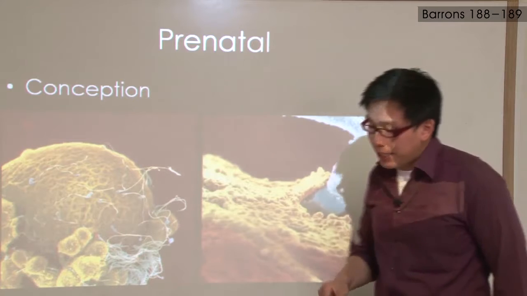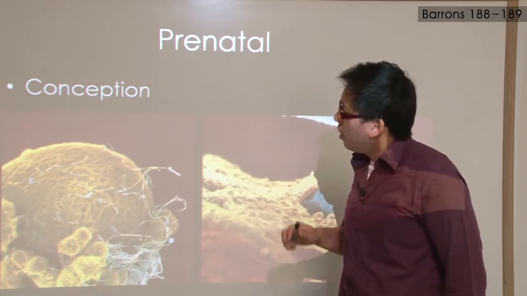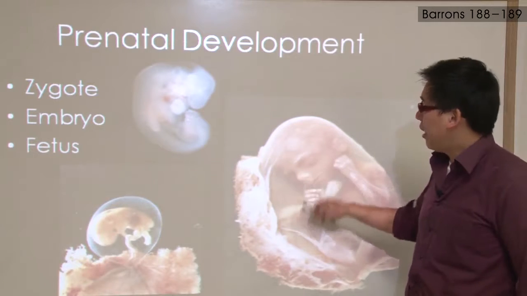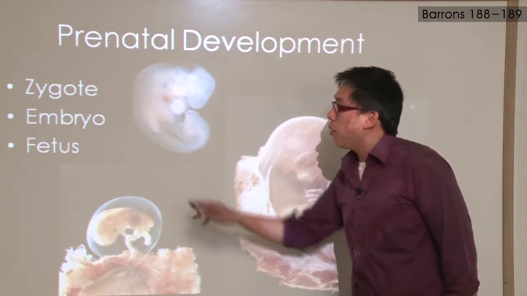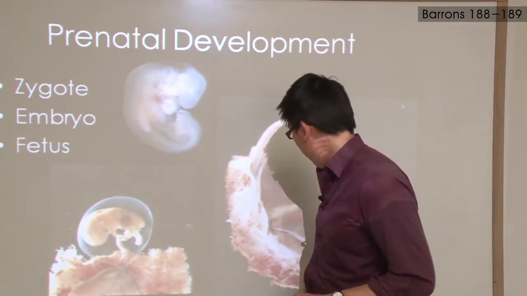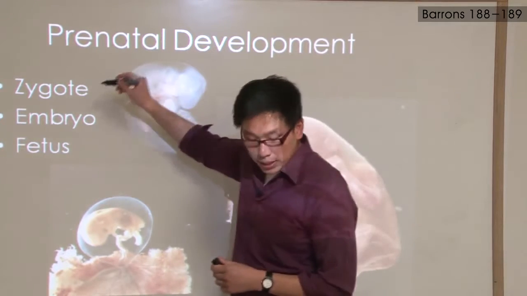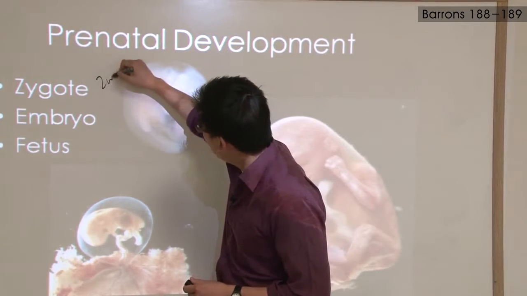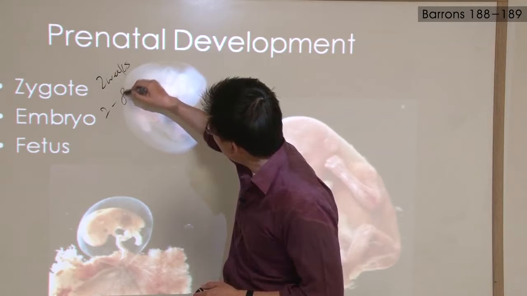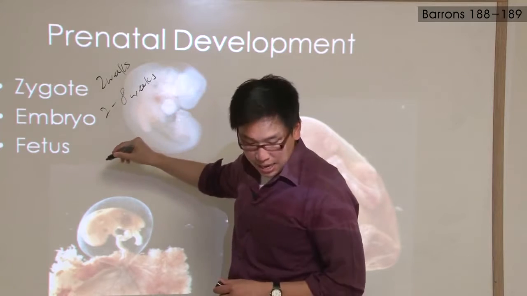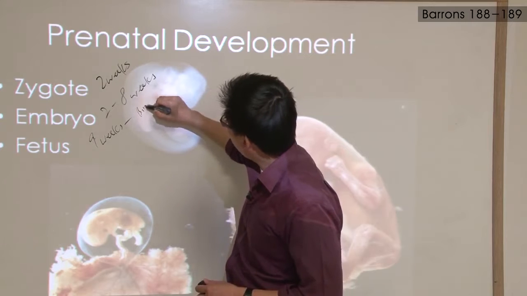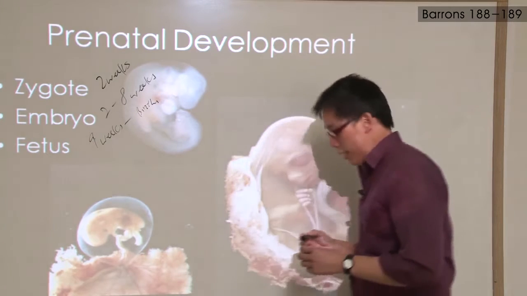And I'll talk about the different stages of what happens after this inside the mother's womb. Basically, we go through 3 periods: the zygote, the embryo, and the fetus. And I'm going to give you the time frame. The zygote is usually up to 2 weeks, from conception to 2 weeks. The embryo is from 2 weeks to 8 weeks. And the fetus is from 9 weeks to birth, which, as you may know, is around 9 months.